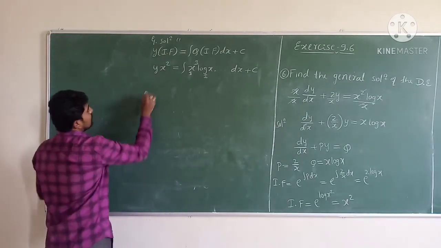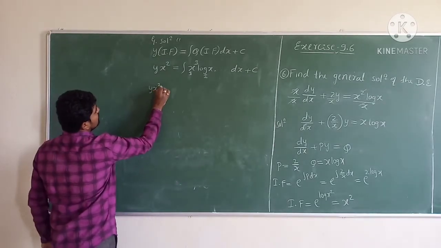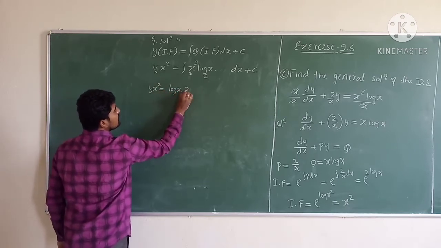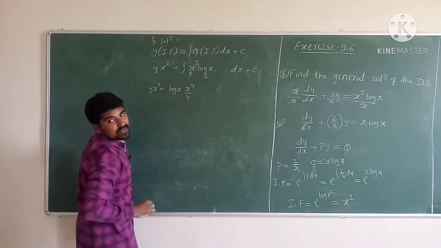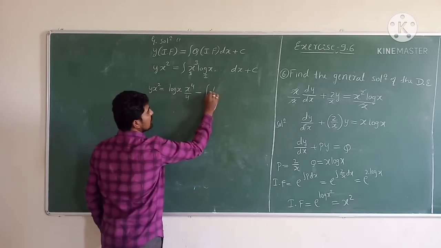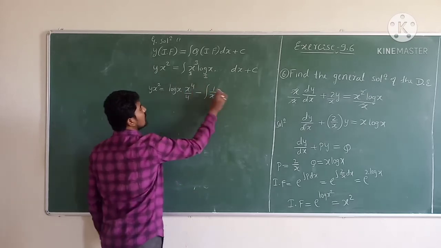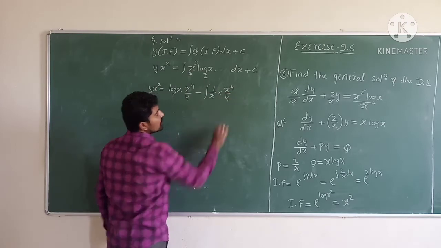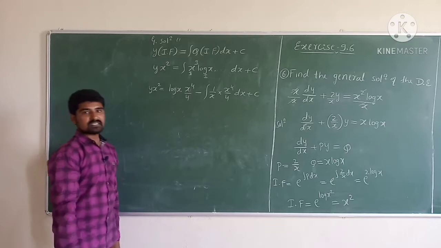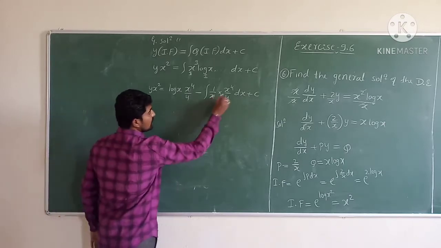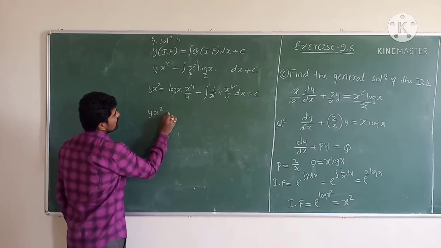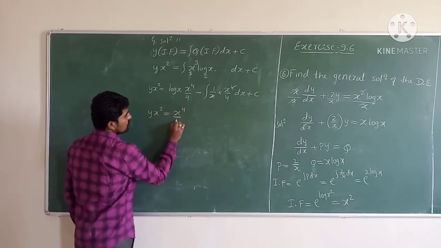Therefore, y into x square is equal to first function log x as it is, into integration of x raised to 3, which is x raised to 4 divided by 4, minus integration of differentiation of first function. Log x differentiation is 1 by x into integration of second function, x raised to 4 divided by 4, with respect to x dx, plus integral constant c. Now 1 by x get cancelled.